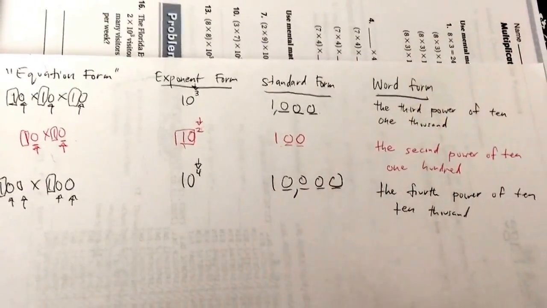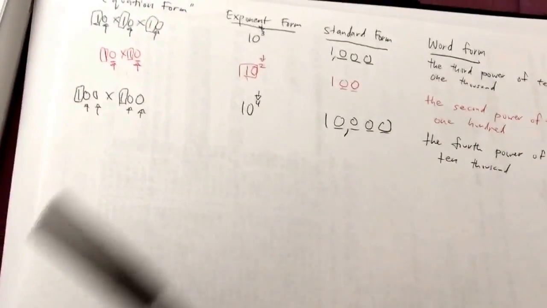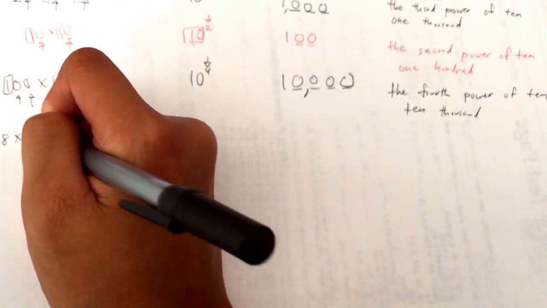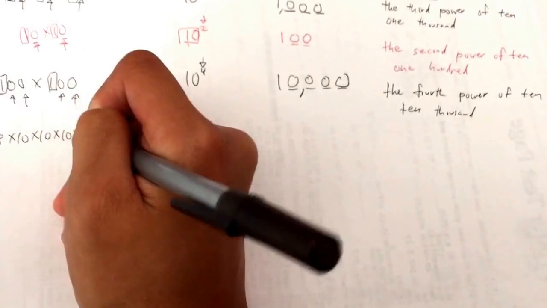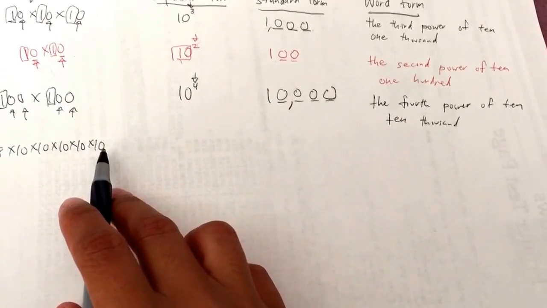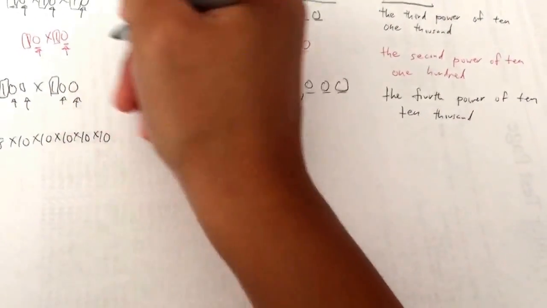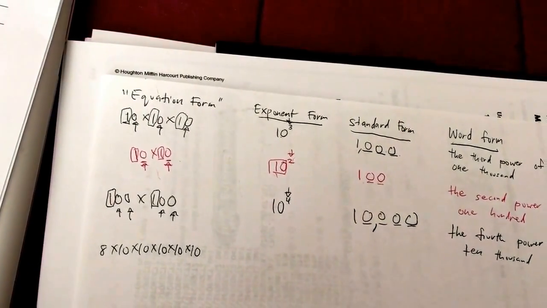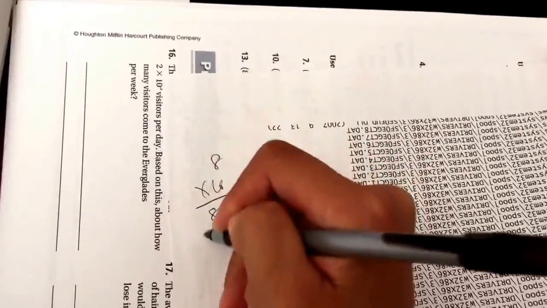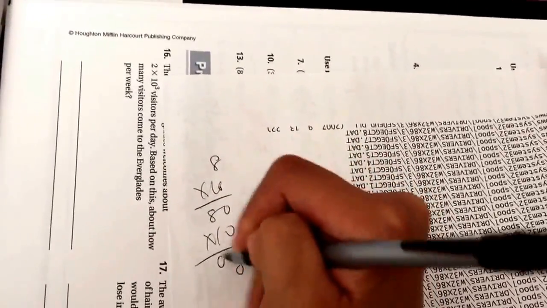Let's try another example. Let's try 8 times 10 times 10 times 10 times 10 times 10. Oh my goodness, Ms. Soltina, that's way too many 10s. I don't want to write that all out. Well, you don't have to. Let me see if I have scratch paper somewhere. It's not like I'm asking you to do 8 times 10 is 80 times 10, and so on.